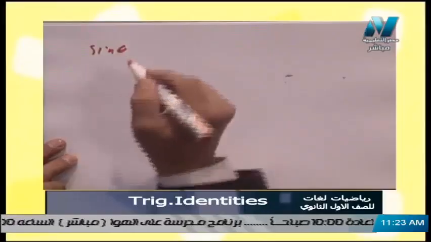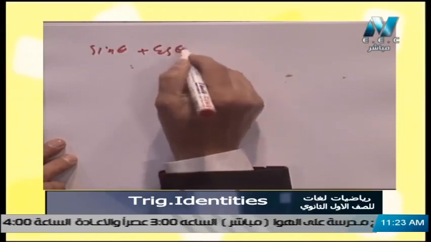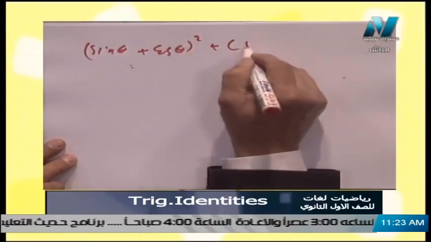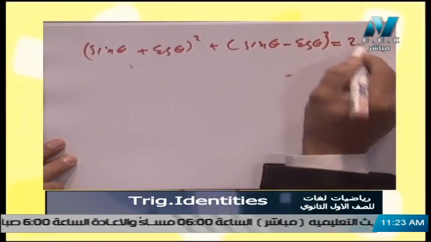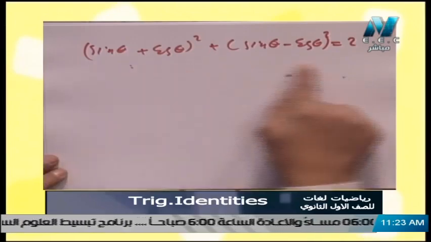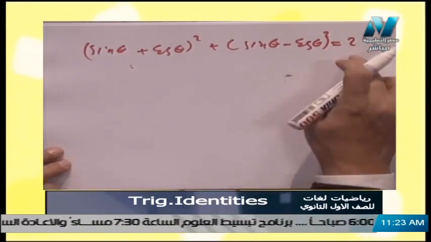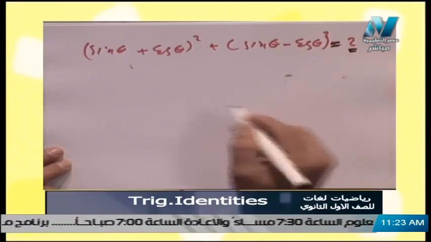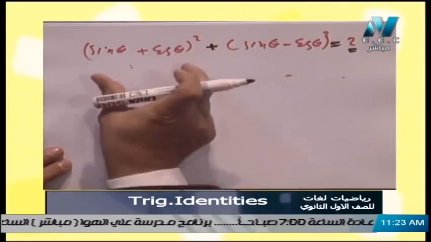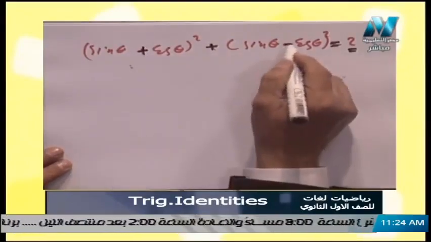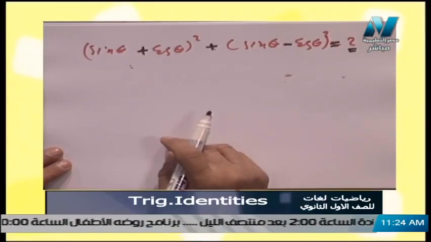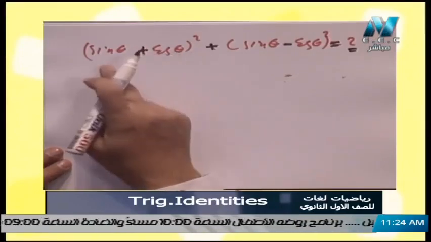Let's move quickly to another example here. Prove that sine theta plus cosine theta all power 2 plus sine theta minus cosine theta all power 2 equals 2. The left hand side here is very big, my dear students. The right hand side is small, equal to 2, and we have two brackets here. We must expand them, but carefully, because we have binomials.